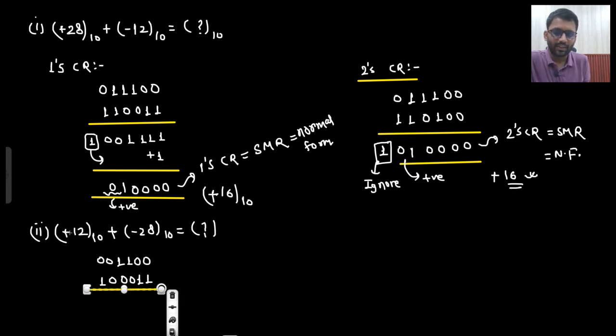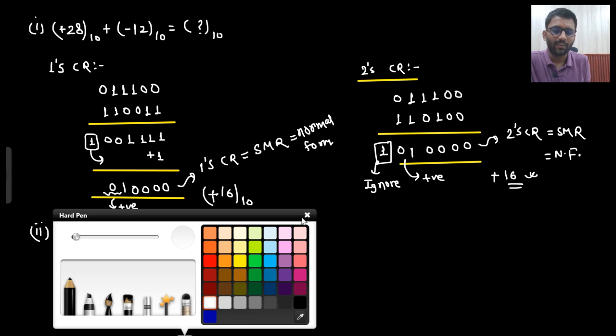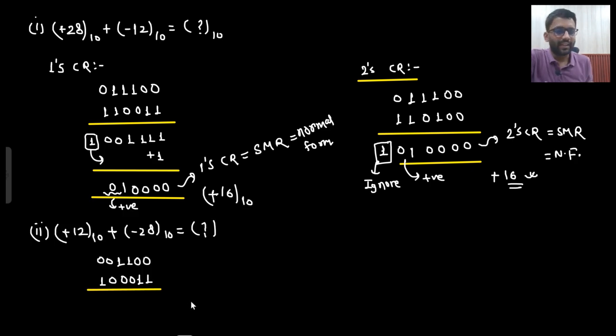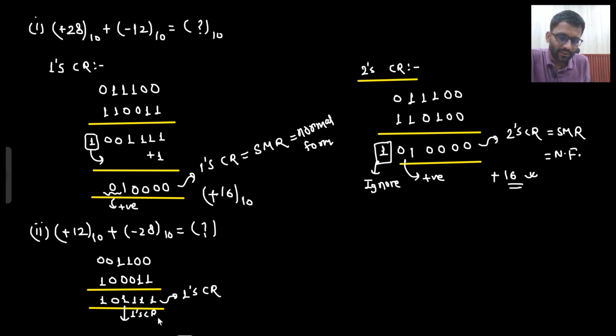What will be the answer? The answer will be negative. I can see 12 minus 28, so the answer will be negative, which means carry will not be generated. So 1 1 1 1 0 1, carry is not generated, but this answer is in 1's complement representation. If they ask you to write the final answer in 1's complement representation, you will stop here. But if they ask for its sign magnitude representation, you will again take the 1's complement.